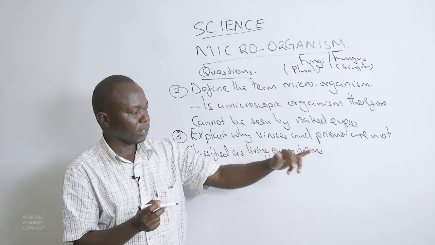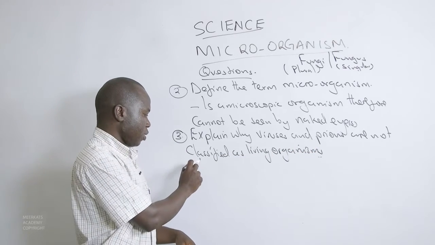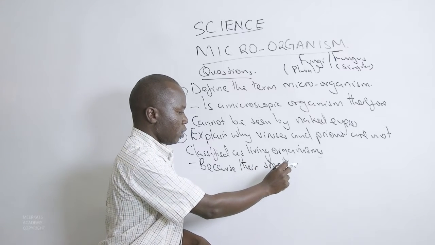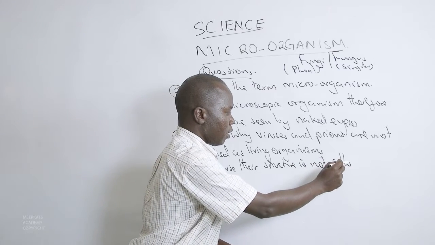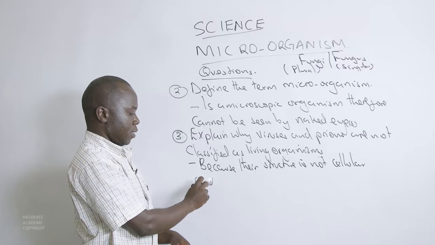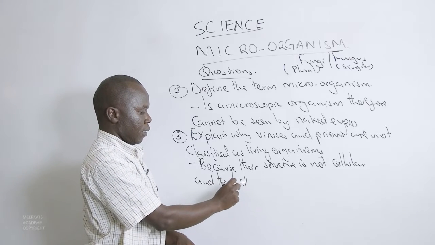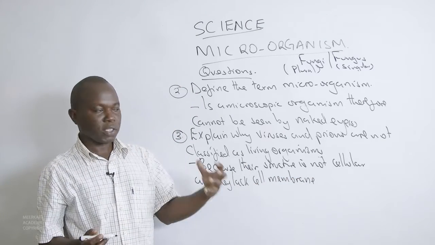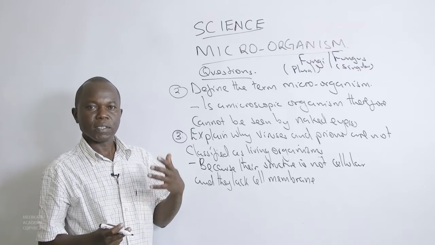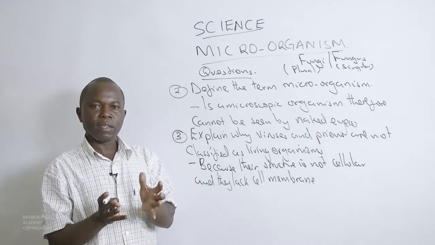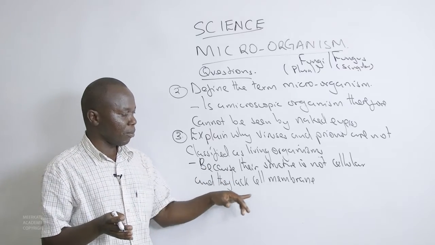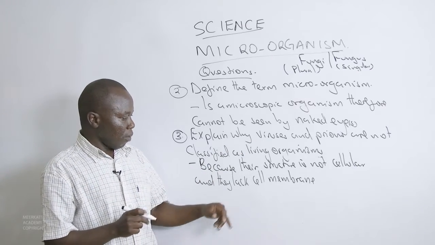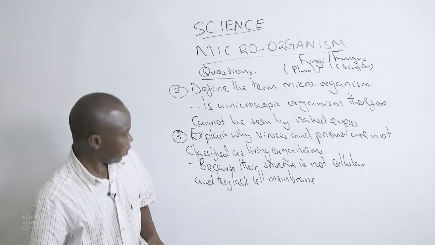So, viruses and prions are not classified as living organisms because their body, their structure, is not cellular, and they lack a cell membrane. But still, they cause changes in our bodies. In other words, they are able to cause diseases. Some viruses are able to coexist in our bodies without causing a lot of harm, but others cause diseases. We are going to find out how they are able to cause those diseases.